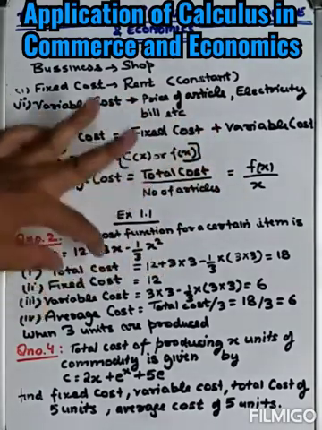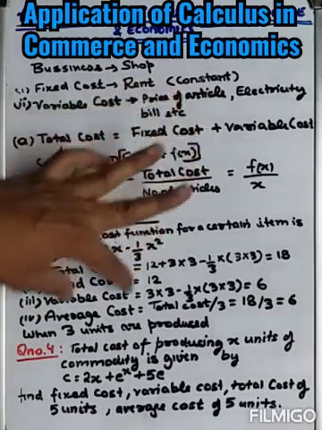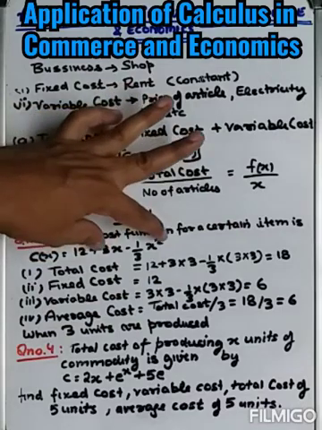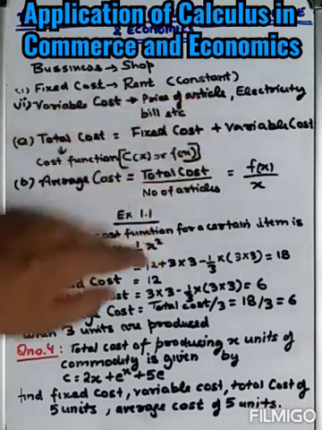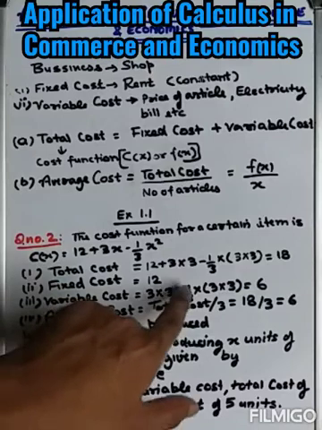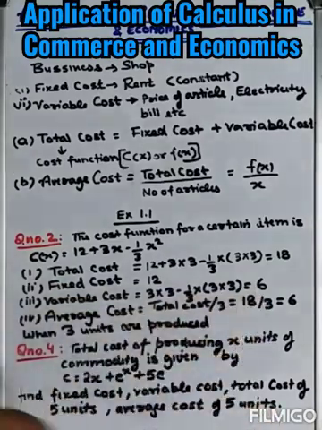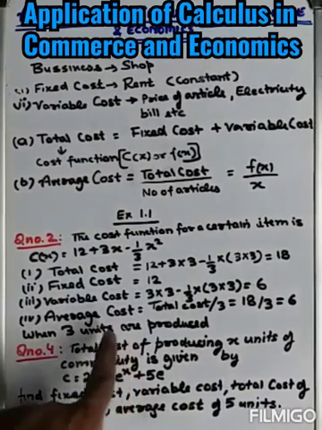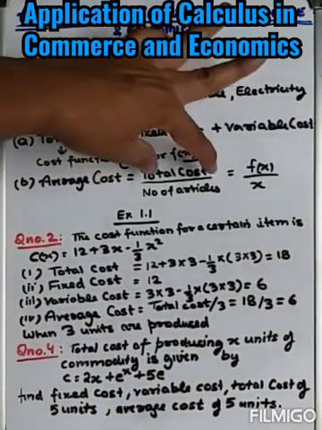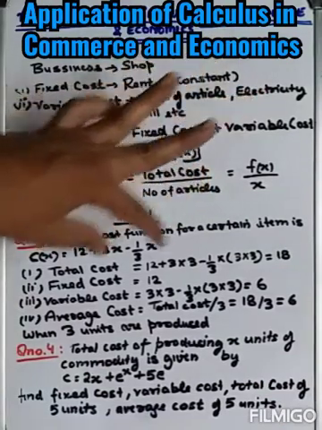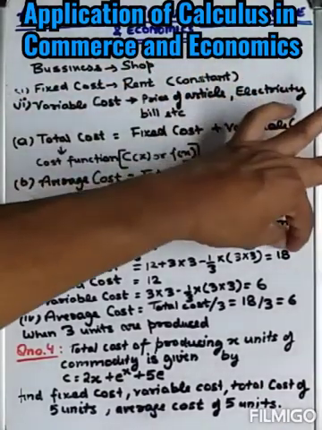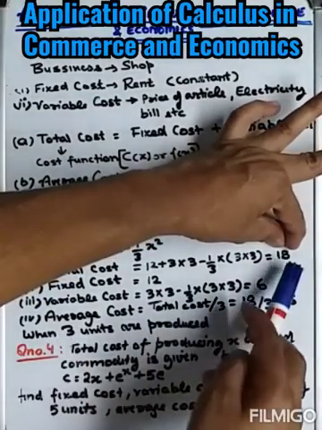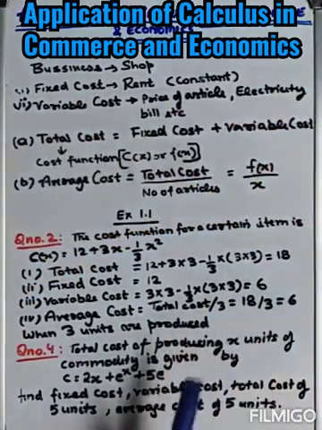Variable cost is what? This much is the variable cost, and the variable cost of 3 articles will be, put the value of x in this equation, 3x minus 1 by 3 x square, which equals 6. 6 is the variable cost. Now it is asked, the average cost. Average cost, as we have discussed, is total cost upon number of articles. Total cost we have taken out as 18. Number of articles is given in the question as 3. So 18 by 3 is 6.